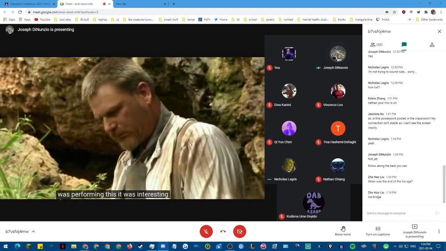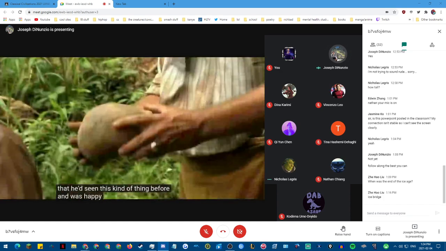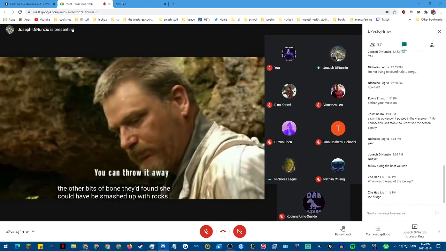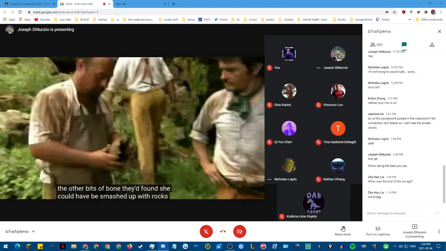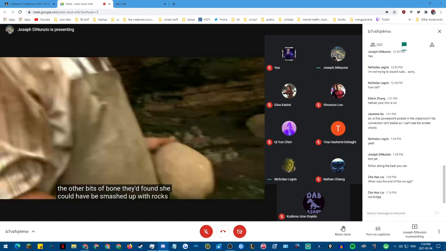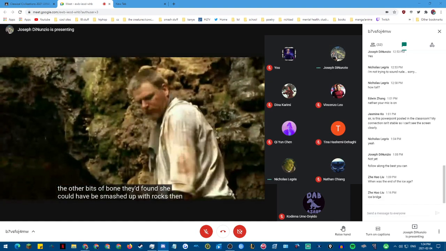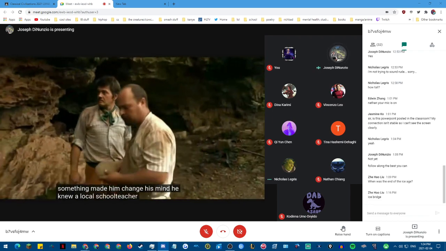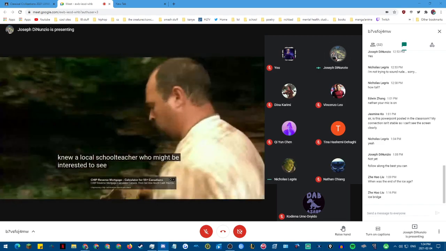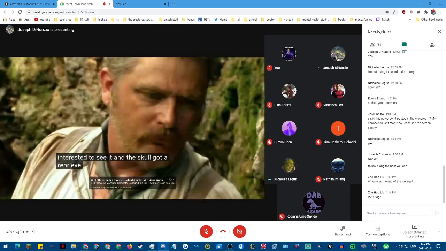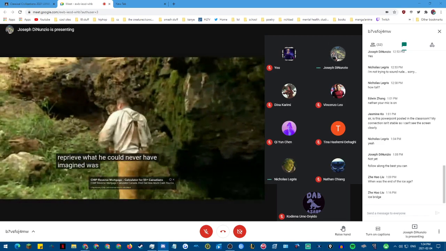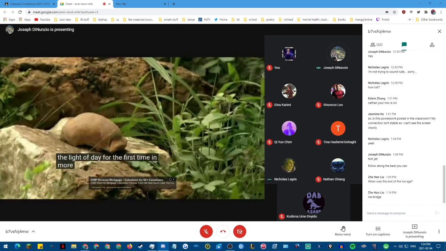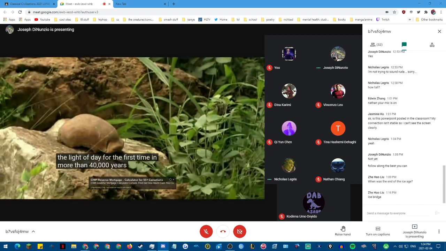It was interesting, but he'd seen this kind of thing before and was happy to send it the way of all the other bits of bone they'd found, to be smashed up with the rocks. Then something made him change his mind. He knew a local school teacher who might be interested to see it, and the skull got a reprieve. What he could never have imagined was that the skull was seeing the light of day for the first time in more than 40,000 years.